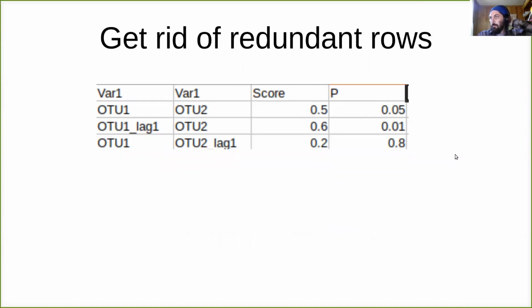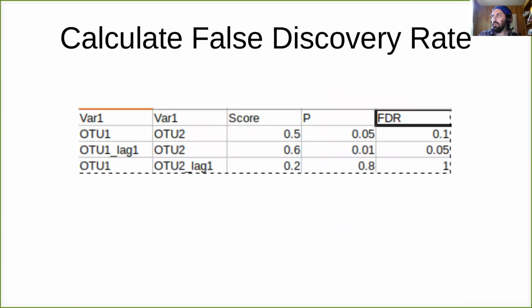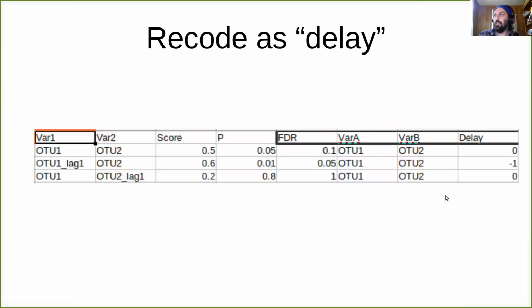So then we have that redundant row with lag versus lag, so we'll just pull that out. So now we have only non-redundant information. And once we have our non-redundant information, at that point, we can do a false discovery rate correction. We've gotten into some examples of false discovery rate corrections that you can do, but you'll do that now.